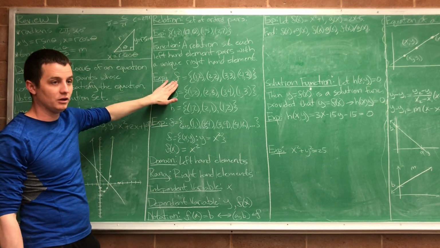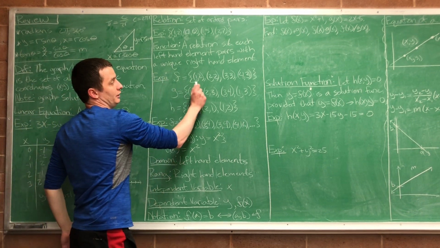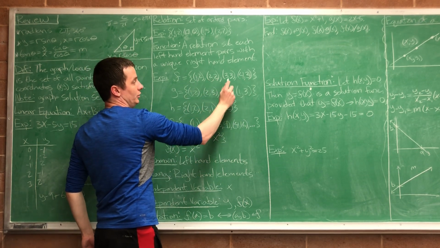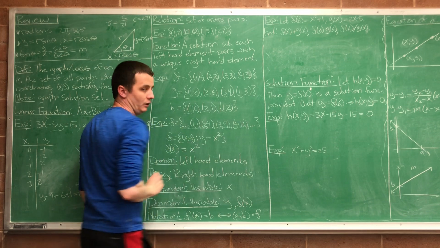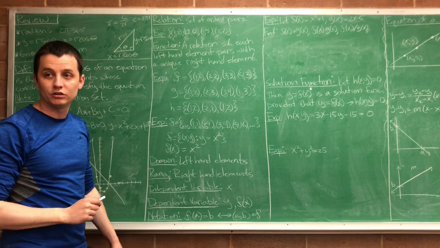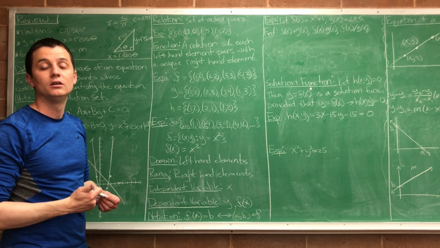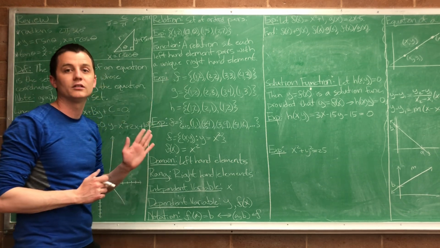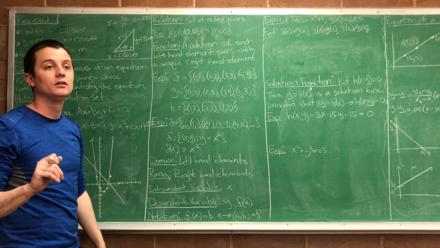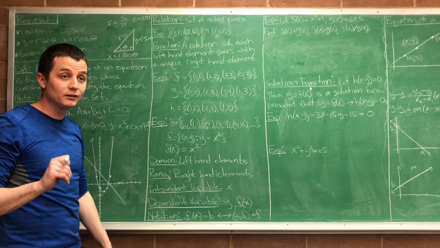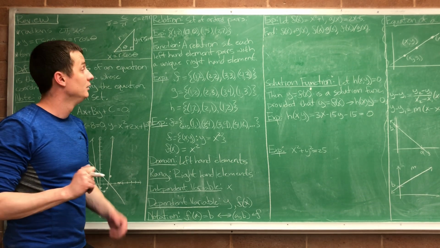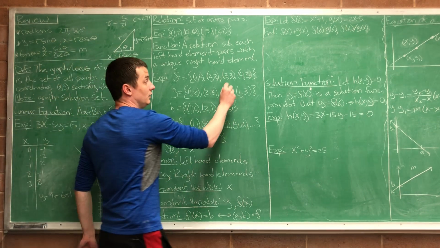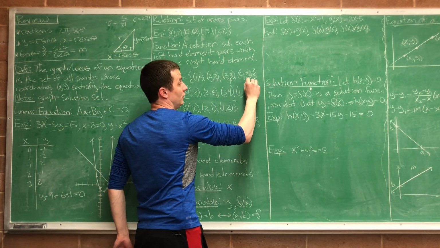Let's look at this relation here, f. F is equal to this relation. Is this a function? We have 1 paired with 2, 2 paired with 2, 3 paired with 3, 4 paired with 3. Is that a function? It's obviously a relation. It's a set of ordered pairs. Is it a function? Yes. A unique right-hand element. Yeah, that's a function.